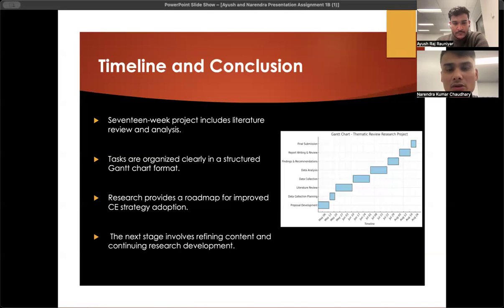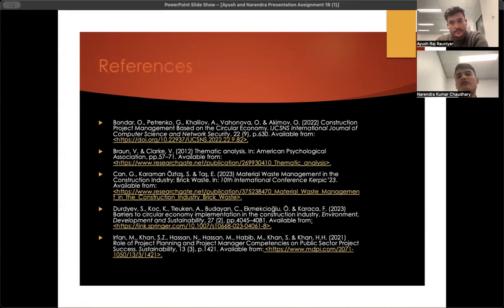In this, the research promises a clear roadmap for enhancing CE adoption in construction project management and catalyzing sustainability in industry practice. By excluding all non-essential activities such as interviews, the timeline remains focused and achievable. We are basically focusing on secondary data collection to enhance our goals and practices in construction. Now the next part after our conclusion is references.